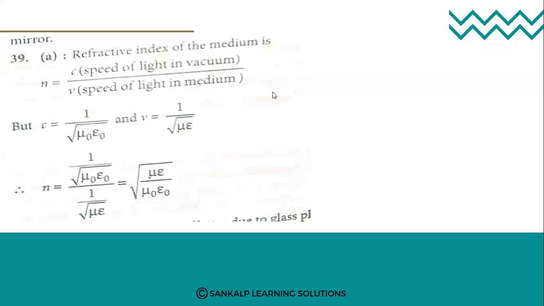See here, the velocity of light for the free space is given by 1 divided by under root of mu naught epsilon naught, and V is equal to 1 divided by under root of mu epsilon. So the refractive index, according to the definition, is given by C by V. So we can substitute the C by V value. Here we can see option A is the right answer, that is under root of mu epsilon upon mu naught epsilon naught. So option A is the right answer. We are going for the next question.